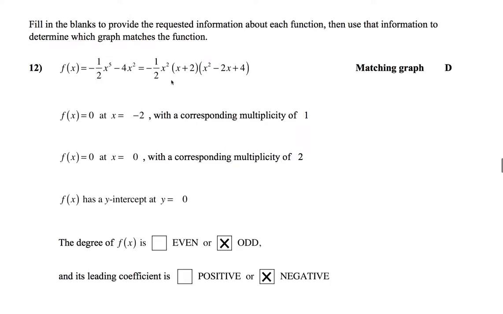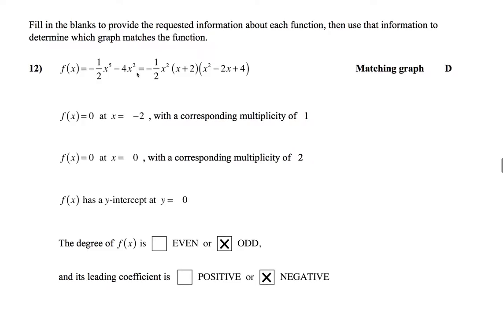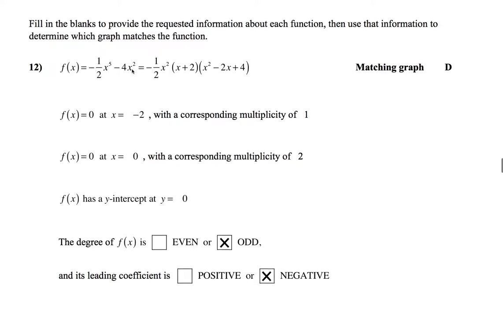To find the y-intercept, we look at the end here of the expanded form of this function, and there is nothing there. If we placed a 0 here for this x and a 0 here for this x, both of these terms would be 0, making the function value 0. So the function has a y-intercept at y equals 0.